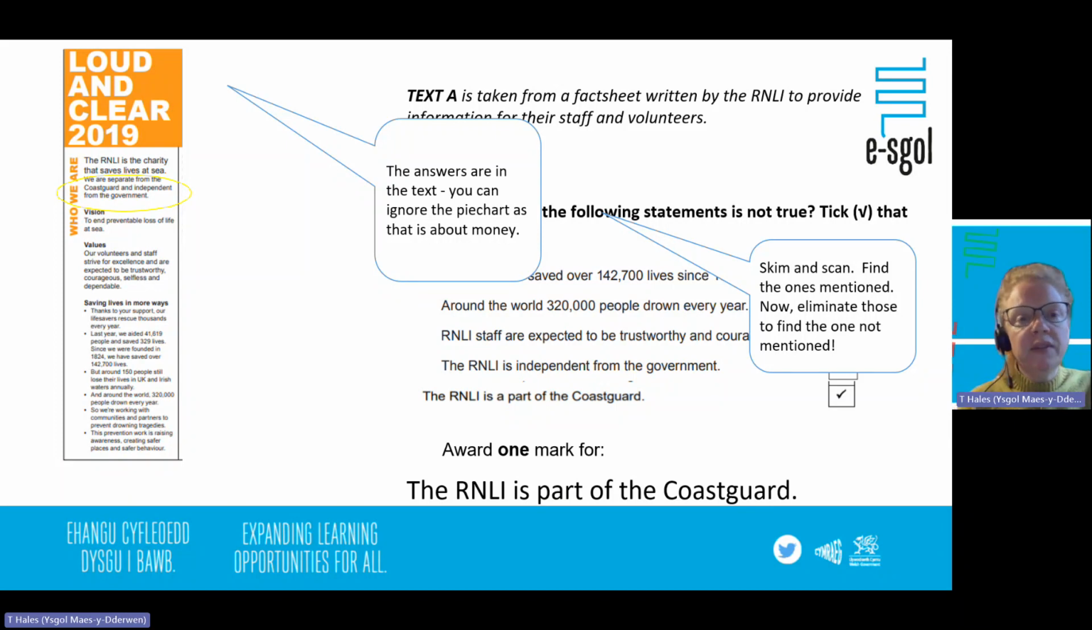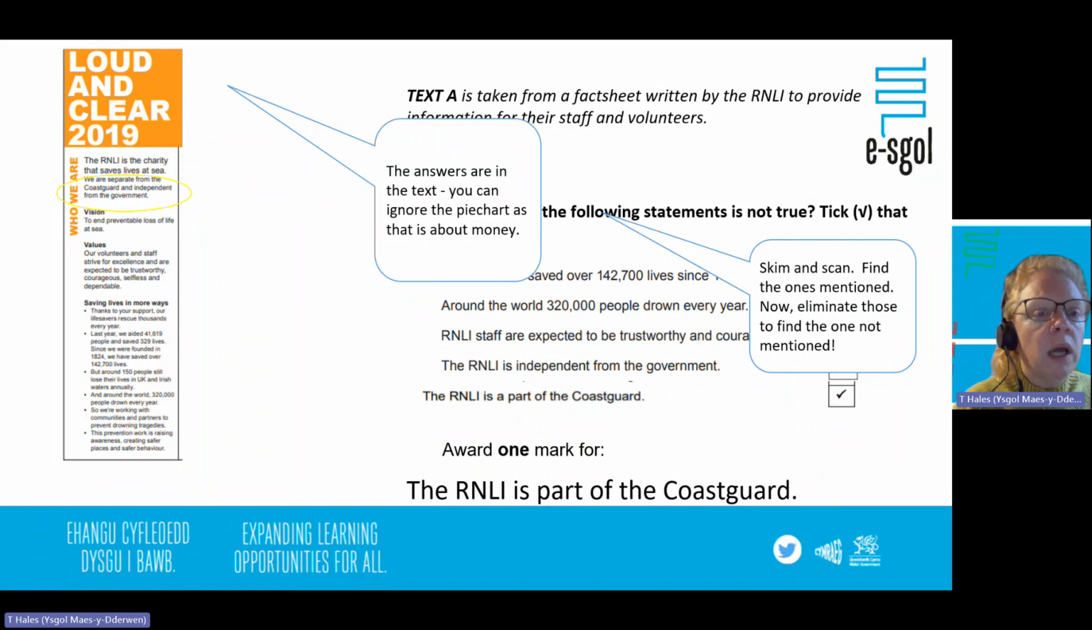It gives you 5 statements, 4 of which are true, 1 of which is not true. So you have to check that text, find the 4 that are true, eliminate them, and then tick the box of the one that's left. So you tick the box of the one that is not true. So again, it's skim and scan and it's elimination. You know that this is going to come from the text, so you can ignore the pie chart on the other side because that's just about the money, and these are not about the money. So you can ignore that.